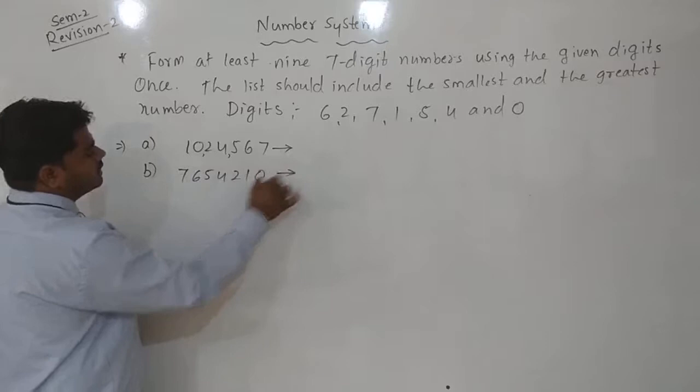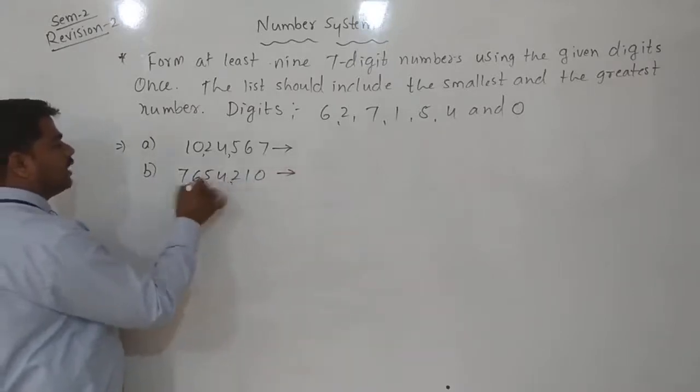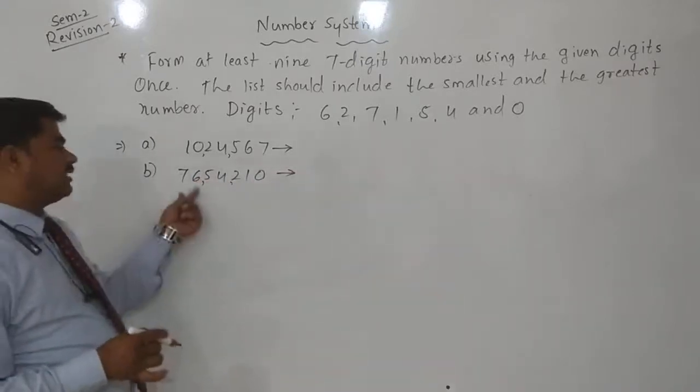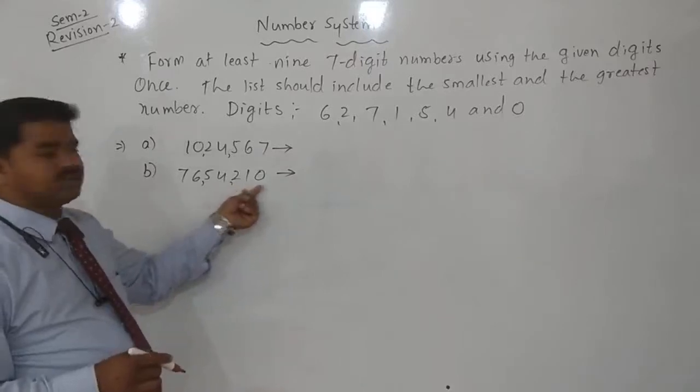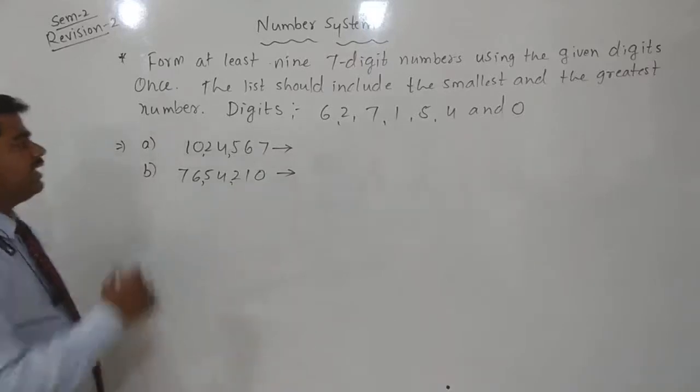7, 6, 5, 4, 2, 1, 0. This is the greatest number formed by these digits. That is 76,54,210.